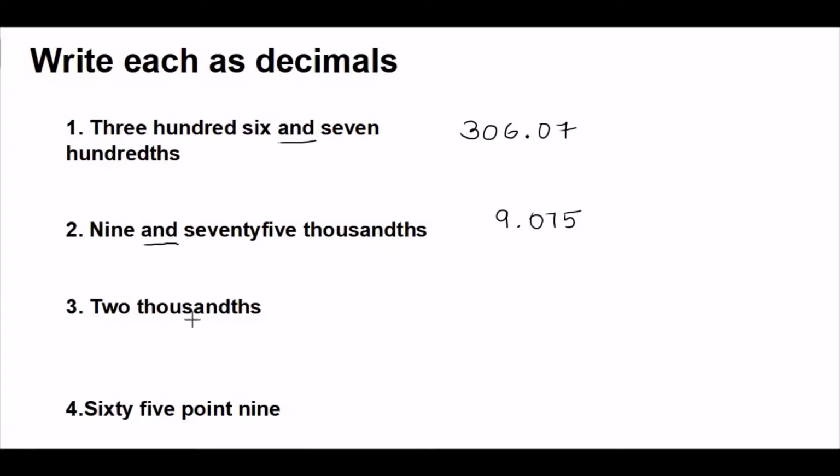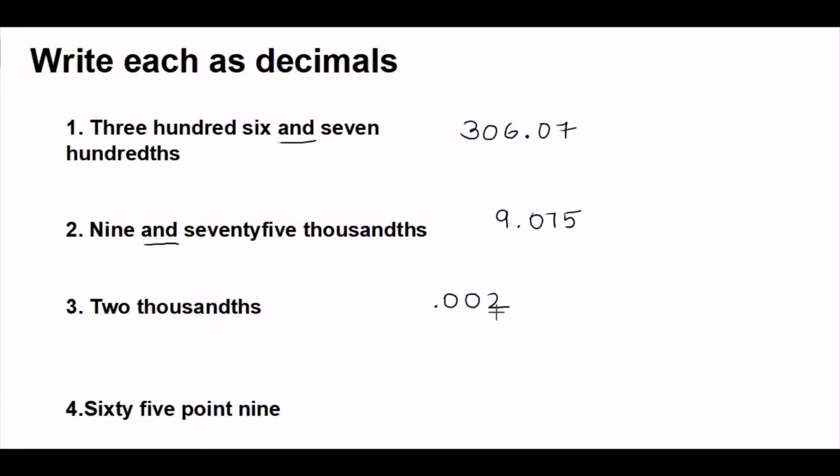The third one is 2 thousandths. So it is 0.002. The last digit is in the thousandths place. So it will be after the decimal point. The last digit is in the third place. That is, this is tenths, this is hundredths, and this is thousandths. So it is 2 thousandths.